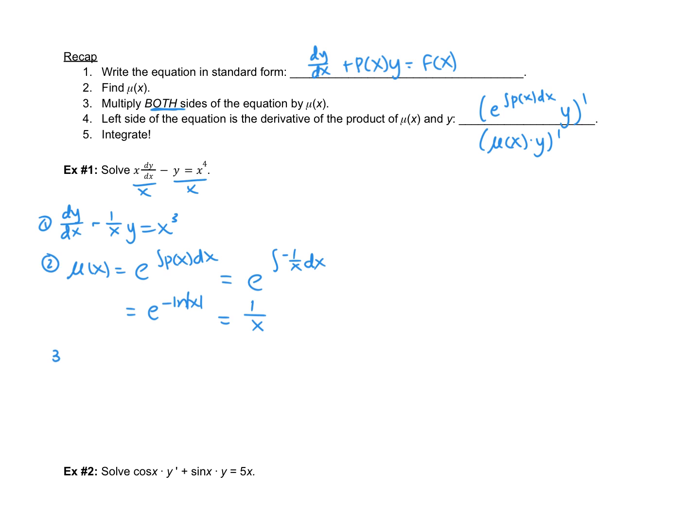So then we're going to multiply the entire equation that we got in step 1 by 1 over x. So we get 1 over x dy dx, subtract 1 over x squared times y is equal to x squared. And then verify, left side of the equation should be the derivative of the product of 1 over x and y. And so look and make sure, is it?